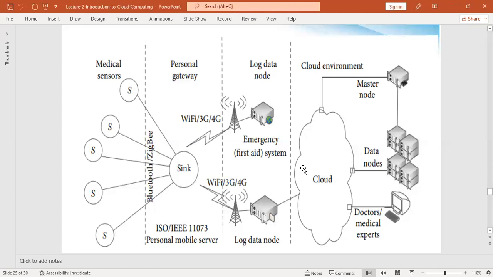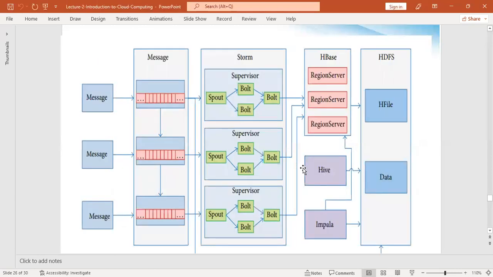So that's why the mobile is actually preferred in this scenario. If we look at this diagram, it shows in detail how the cloud is actually being deployed in this scenario, and this cloud is basically using this diagram.